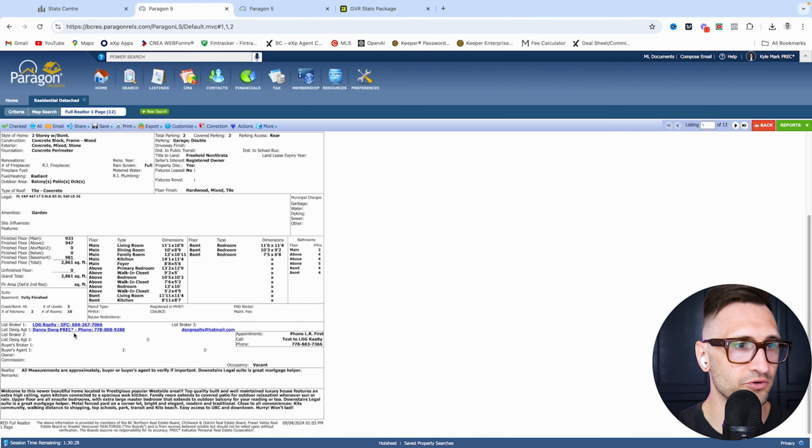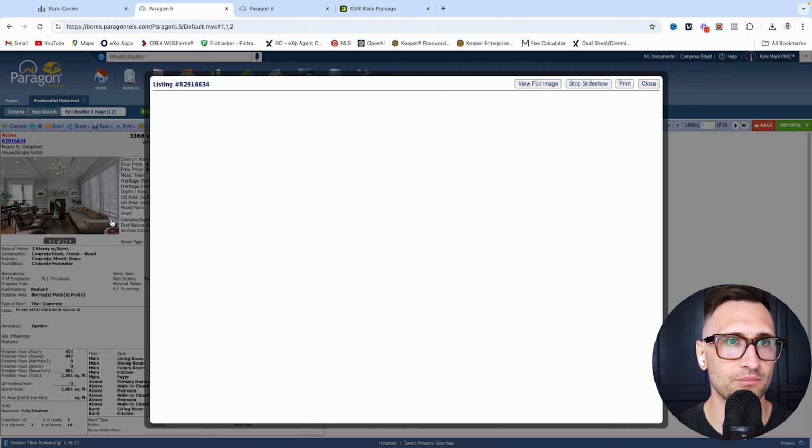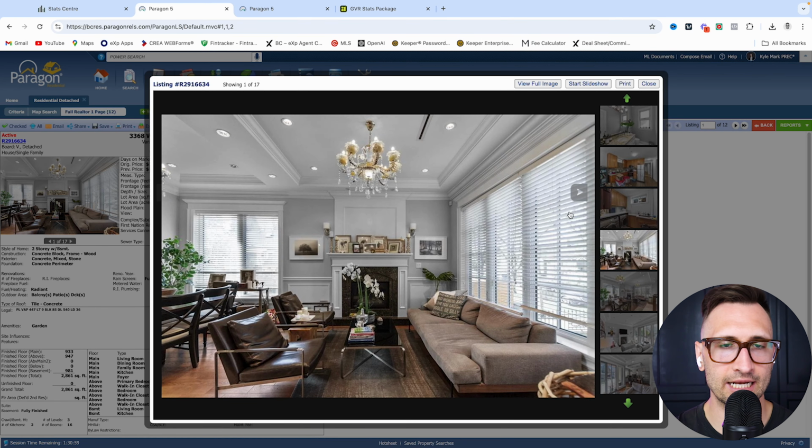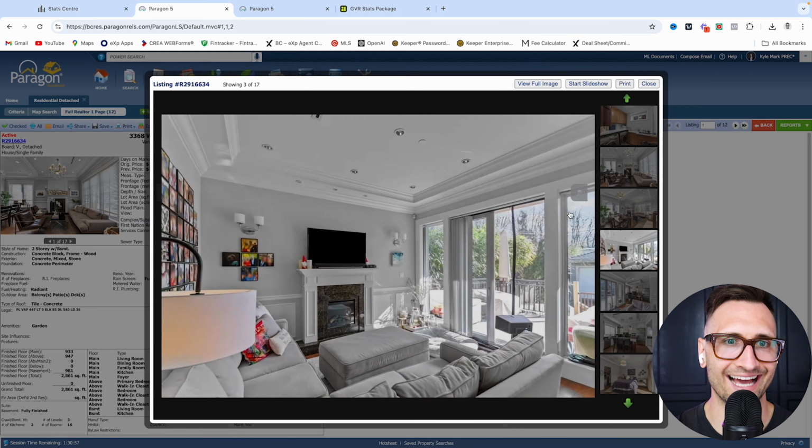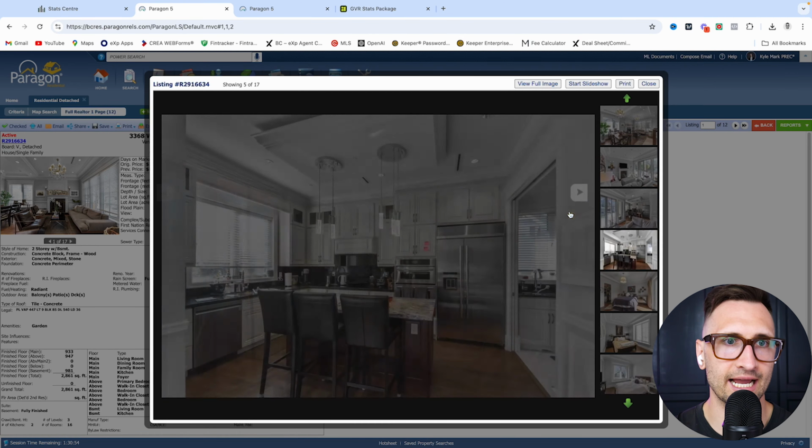This one says, welcome to this newer, beautiful home located in the prestigious, popular West Side area. So let's take a couple photos here and see what you can get. Obviously, this home is a lot newer than the other one. You have, you know, extended height ceilings.